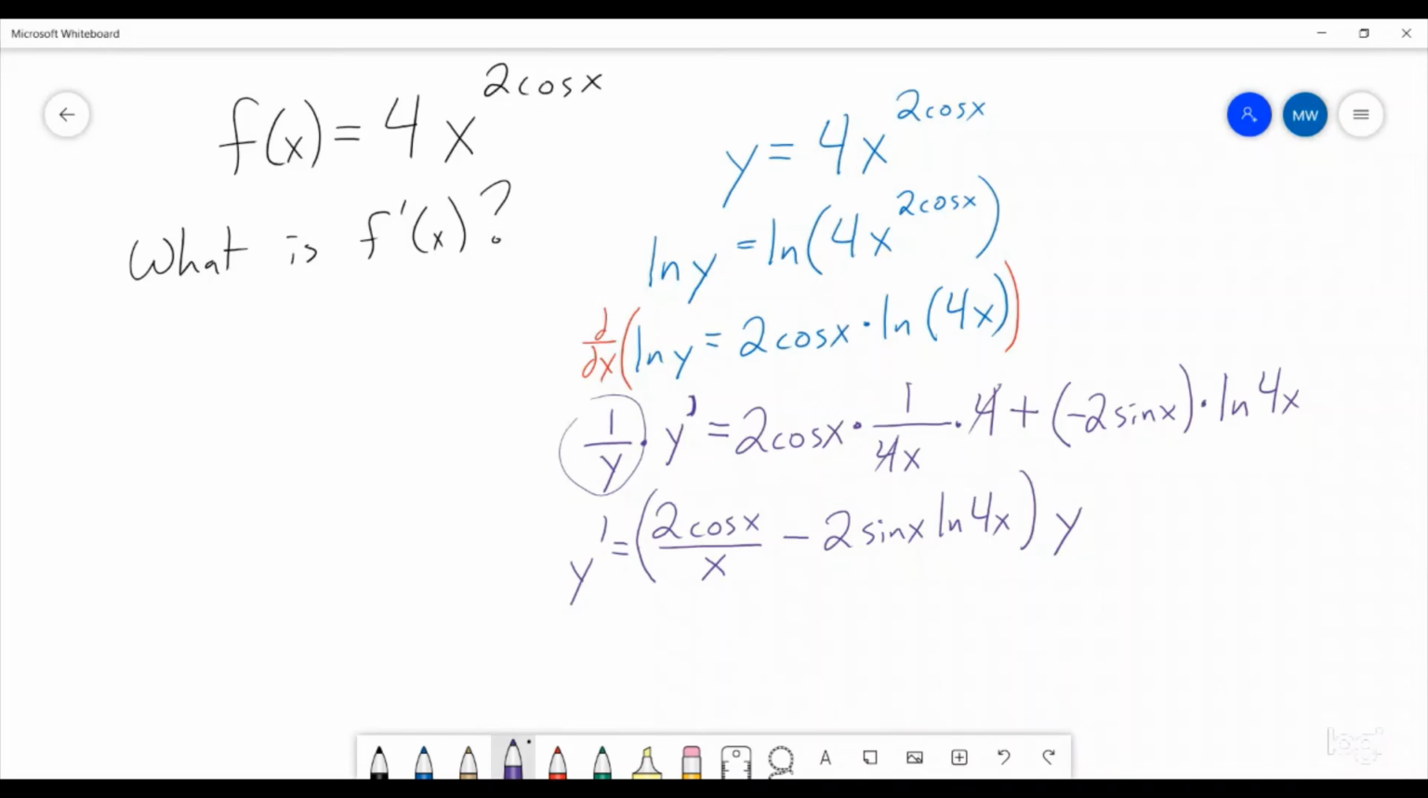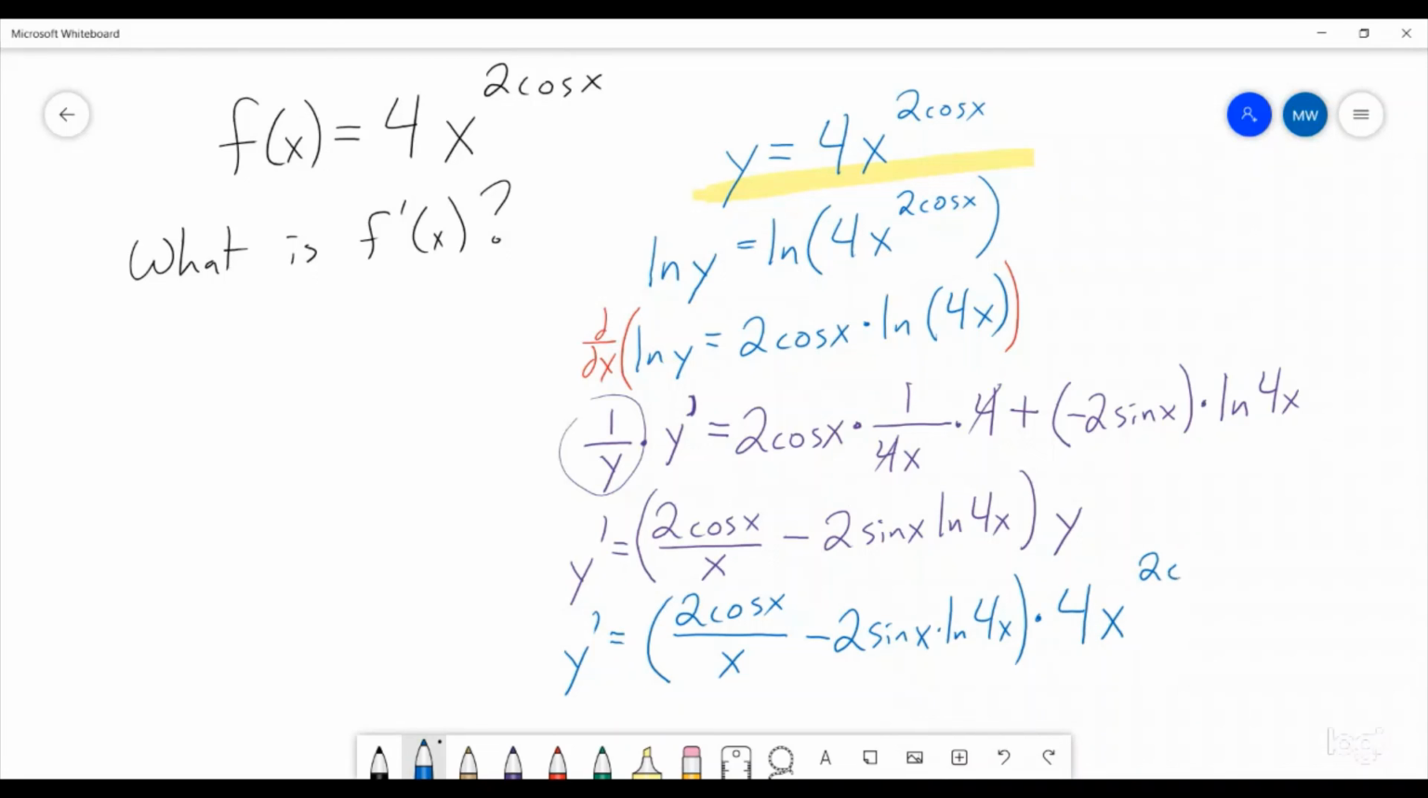But this is not only in terms of x's. We need this only with x's. So we're going to replace y with what y was equal to, the 4x to the 2 cosine x. So that means that we get y prime is 2 cosine x divided by x minus 2 sine x times ln of 4x, times 4x to the 2 cosine x. And that is going to be what f prime of x is equal to.